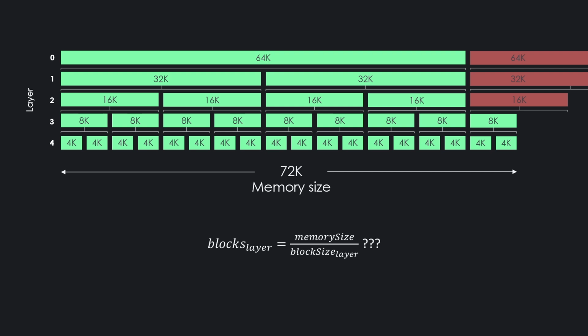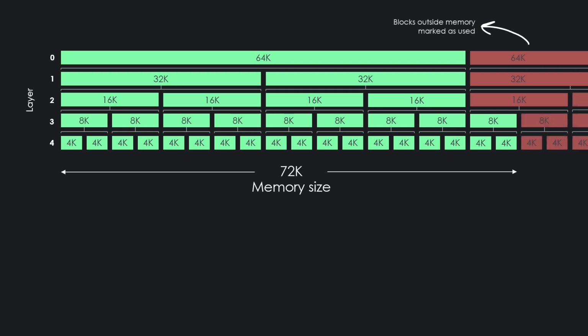This could break some of our calculations. To avoid this problem, only layer 0, which has the biggest blocks, will be calculated based on memory size. The rest will be calculated based on the number of blocks on layer 0. Even if we have some extra blocks that would theoretically fall outside of memory, we can simply mark them as reserved, so they are never used.